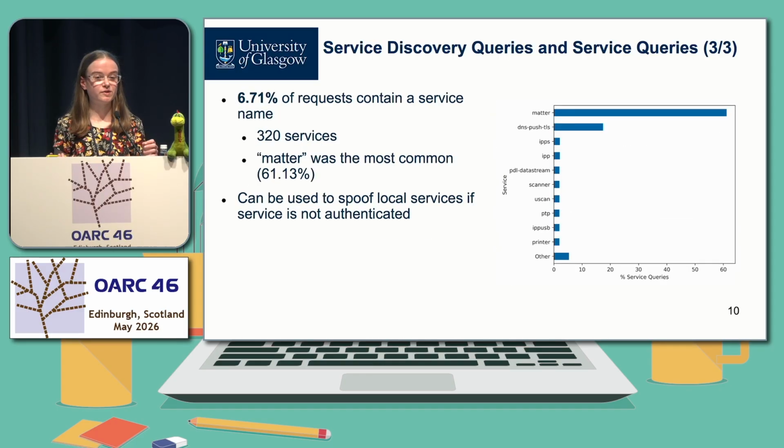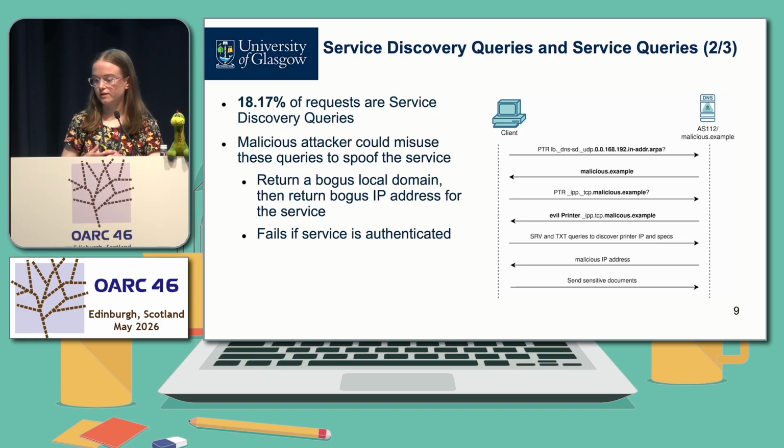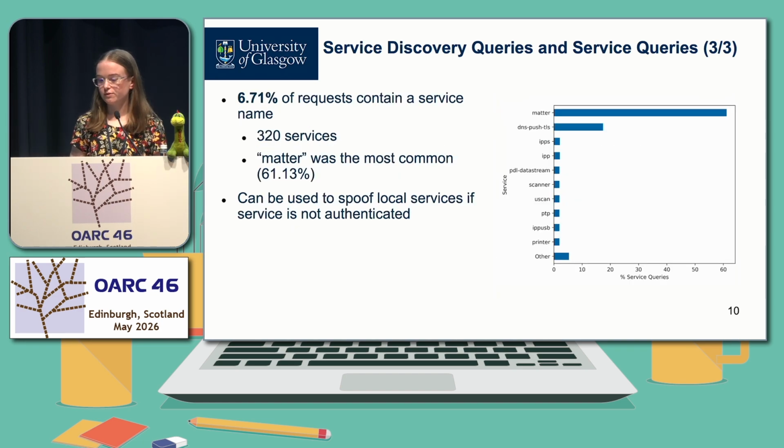Similarly, almost 7% of the queries are service queries, so they contain a service name. They are likely part of a further step down this process where it's actually looking for actual services, or they are associated with what's called DNS push notifications, which is a way of getting continuous updates on services. These queries cover 320 different services, of which Matter was the most common. This is an IoT protocol.